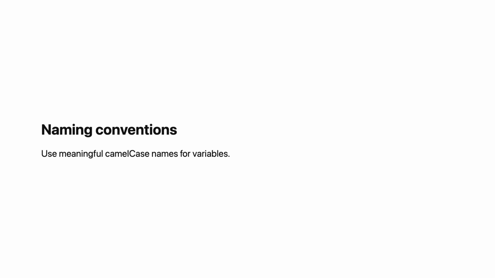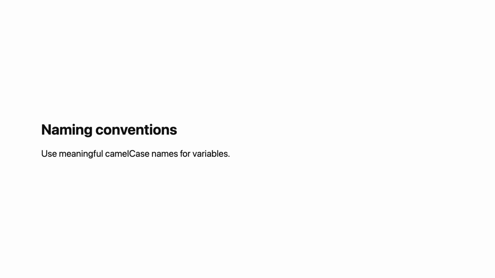Names matter. Kotlin uses camel case for variables and functions. The first word is lowercase. Subsequent words are capitalized. Username, totalCount is valid. Constants in UPPER_SNAKE_CASE, MAX_SIZE, DEFAULT_TIMEOUT.